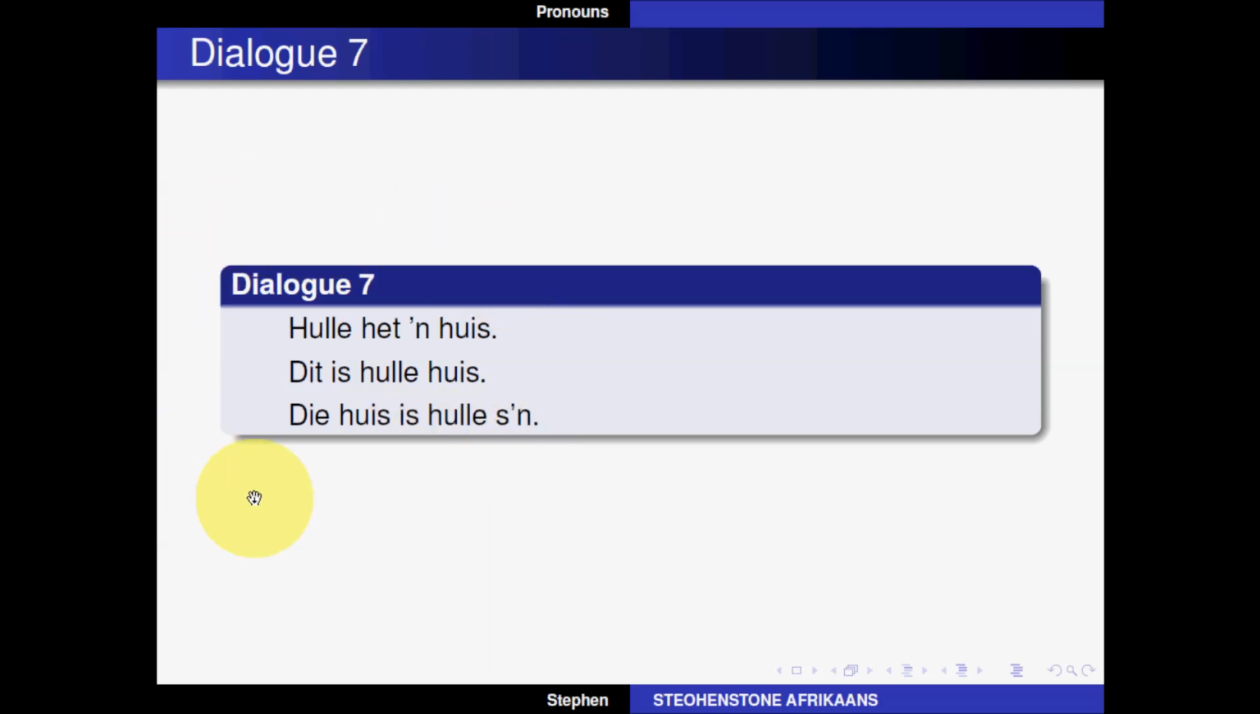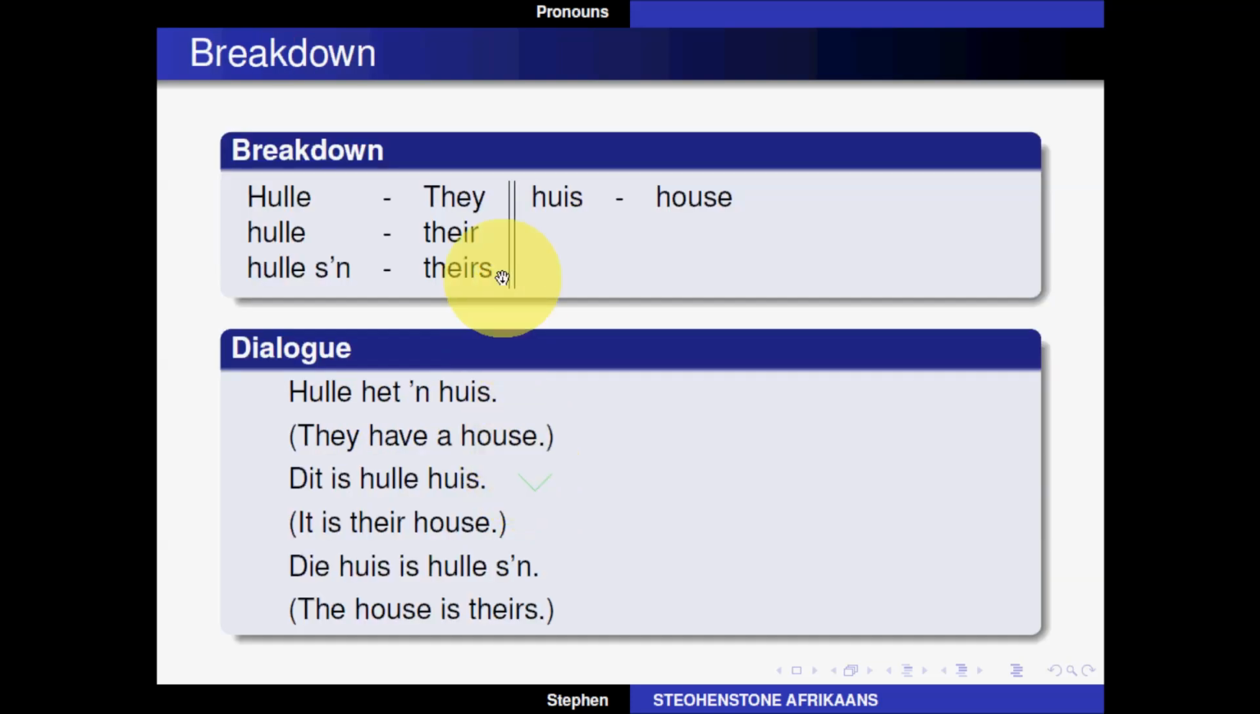Let me say the whole dialogue first. Hulle het 'n huis. Dit is hulle huis. Die huis is hulle sin. So now we're looking at they, their, and theirs. And the Afrikaans word hulle means they. Hulle also means their. Hulle sin means theirs. And the new word huis means house.